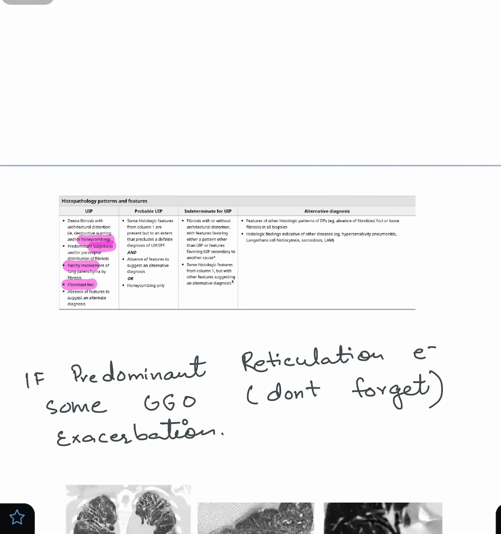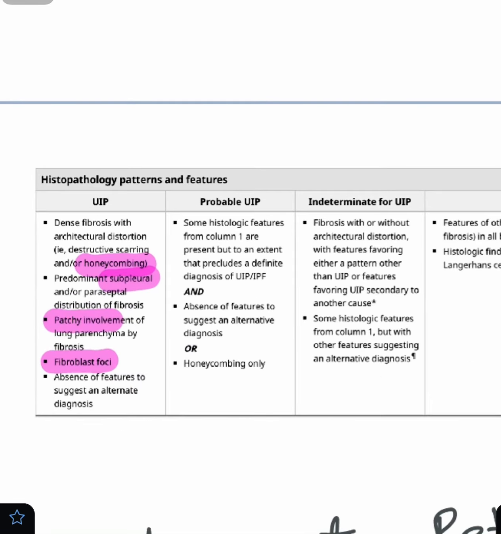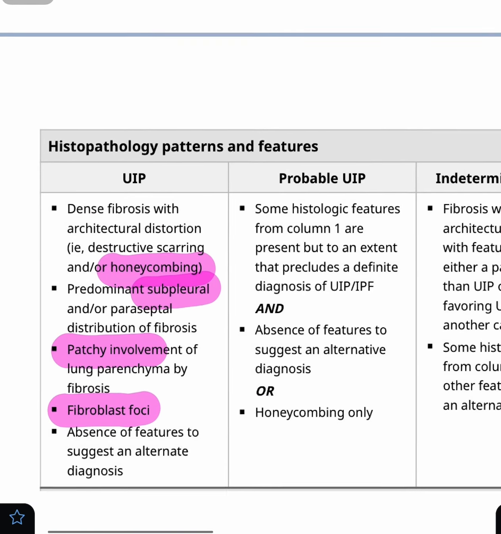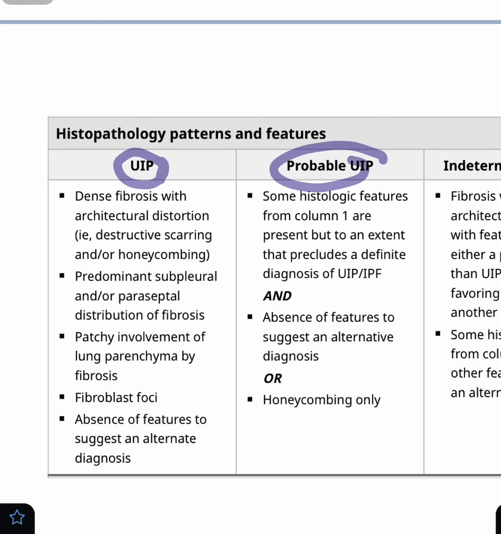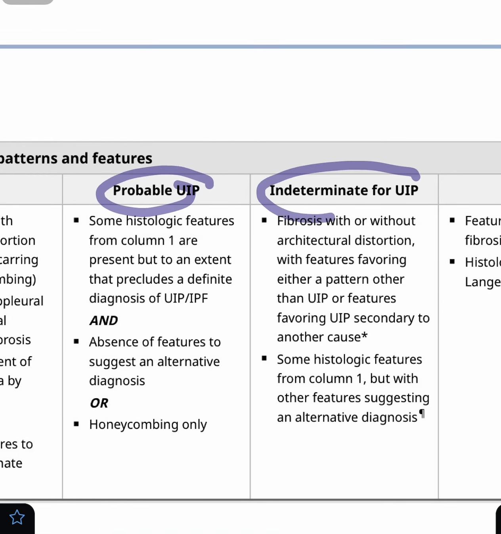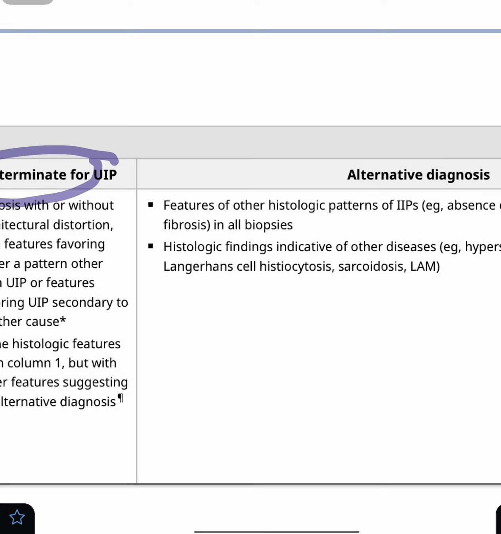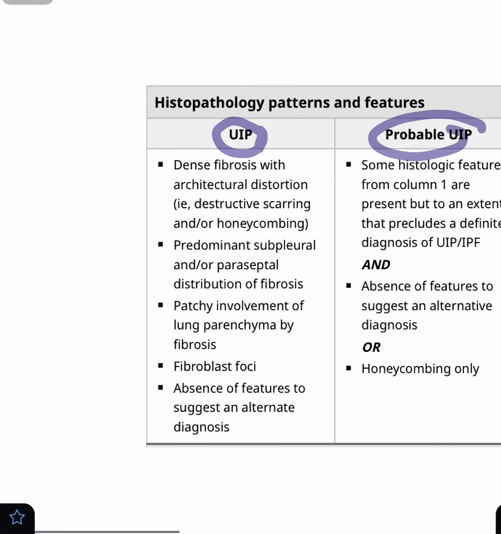When we are doing honeycombing, let's revise the histopathological patterns and features of the UIP pattern as well. So it is divided into UIP, probable UIP, indeterminate for UIP, and alternative diagnosis.